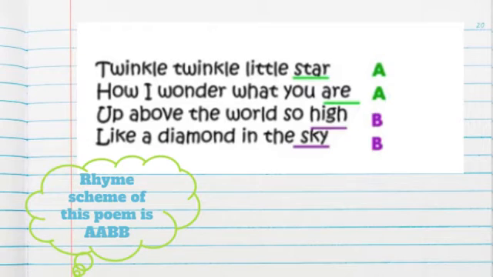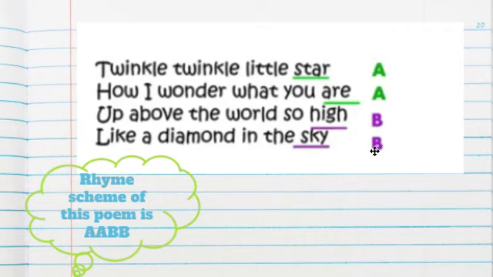Okay, if you said the rhyme scheme is A, A, B, B, you are correct. So take a look. Star and are rhyme, and high and sky rhyme. Because star is the first word, that gets an A, and are rhymes with star, so that's also an A. And then high is the new rhyming word, so the B goes there, and sky rhymes with high, so B. So the rhyme scheme here is A, A, B, B.